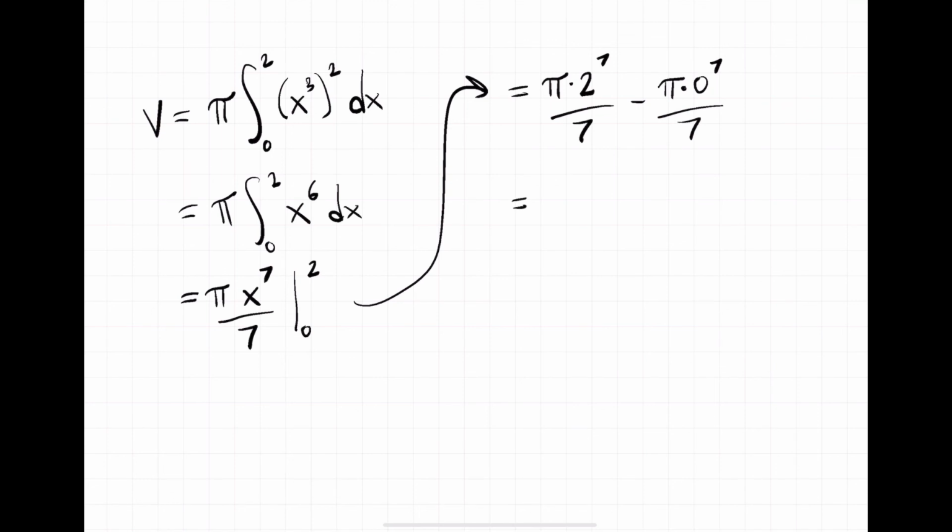2 to the 7th is 128, so we have 128 pi over 7 minus 0. So our solution is right here, 128 pi over 7. You could plug that into a calculator if you wanted to and get a decimal approximation, but this exact answer is really a preferable answer, so we'll just keep it just like this. And this is our solution. This is the volume of our solid of revolution.